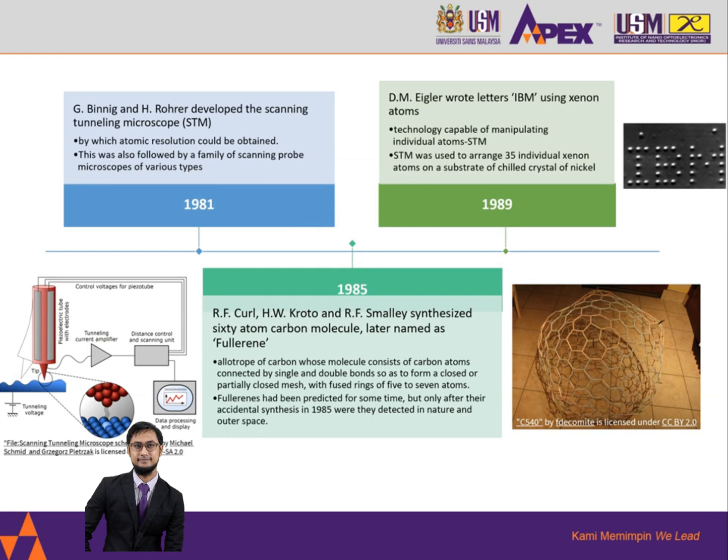1985 marks the synthesis of the first carbon nanomaterials by Robert Curl, Harold Kroto, and Richard Smalley, which is a 60-atom carbon molecule later named fullerene. Fullerene is an allotrope of carbon whose molecule consists of carbon atoms connected by single and double bonds, so as to form a closed or partially closed mesh with fused rings of 5 to 7 atoms.